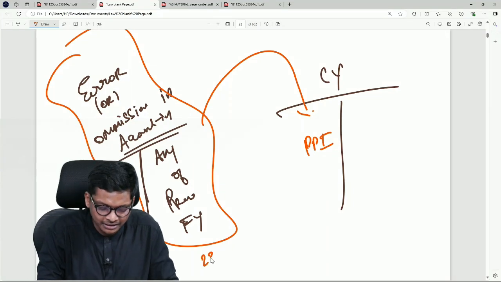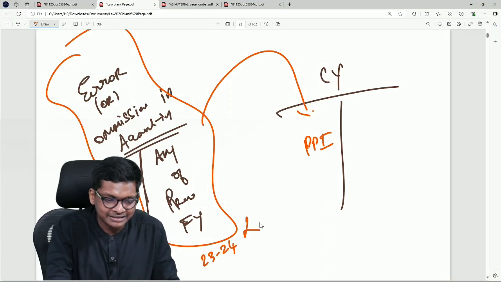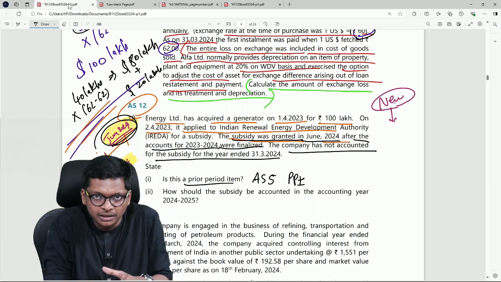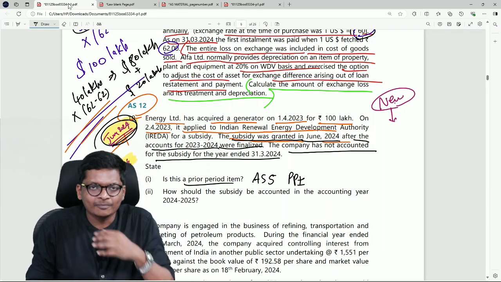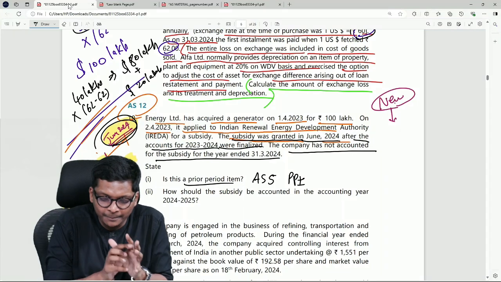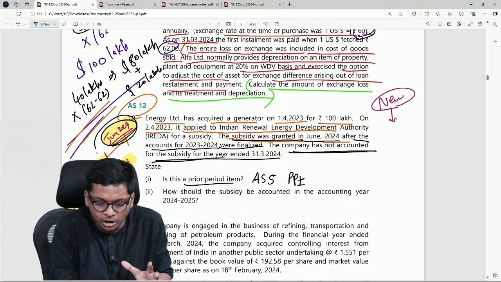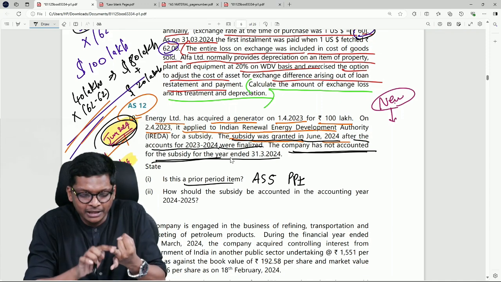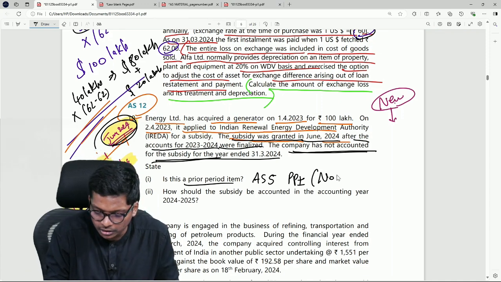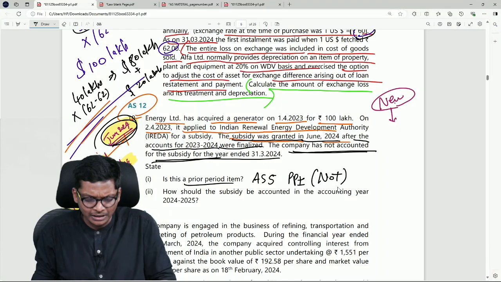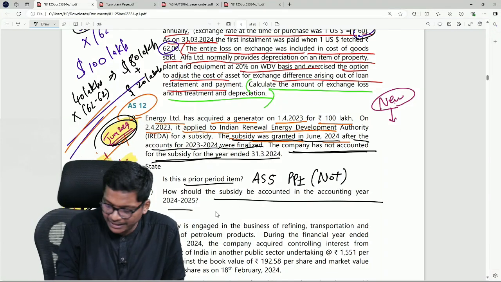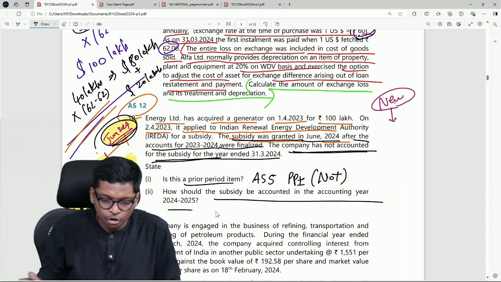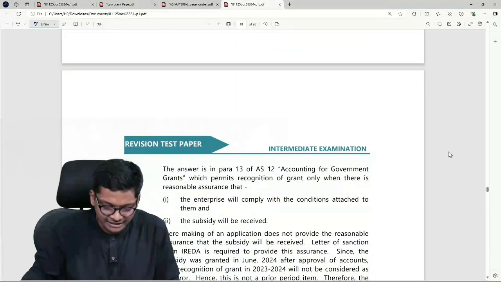Here in the year 23-24, they did not account for grant because it was not certain you will receive it. Therefore, company did not make any mistake by not accounting in the previous year. They did not do any omission, they did not do any error. Therefore, this is not a prior period item. How should the subsidy be accounted in the year 24-25? Quickly we will check here. Look at this.